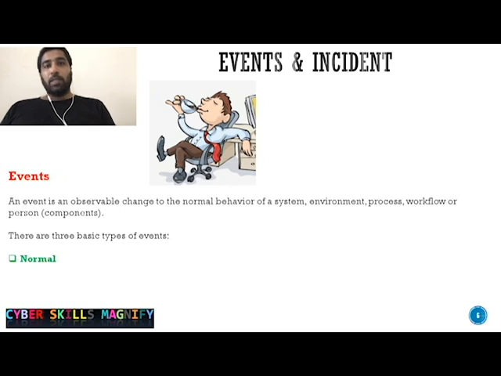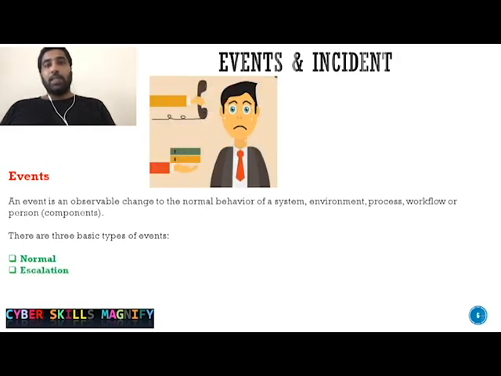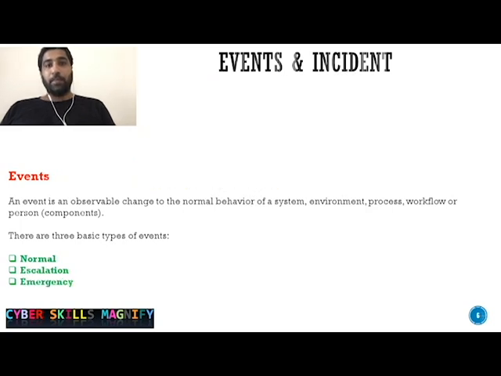A normal event does not affect critical components or require change controls prior to implementation of a resolution. That is, you don't need to ask any senior personnel if you can resolve that or not. The resolution will always be provided based on the knowledge base article. Escalation. An escalated event affects critical production systems or requires that implementation of a resolution must follow a change control process. Escalated events require the participation of senior personnel and stakeholder notifications of the event.